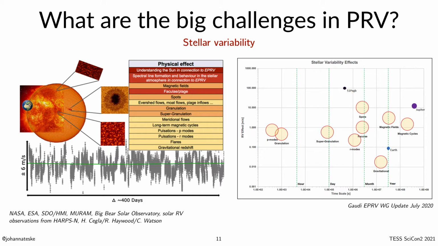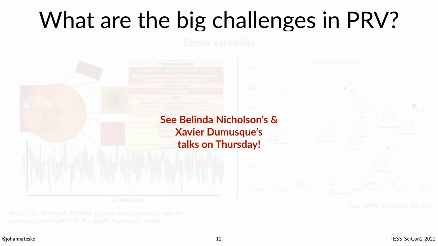This is shown in a different way on the right plot, where we're looking at the time scale of different types of stellar variability and their effect on the RVs. These time-evolving and sometimes periodic features have in the past been mistaken for planets and can severely complicate the interpretation of RV measurements, especially as we try to push down towards smaller amplitudes. I also wanted to say Belinda and Xavier will be giving more talks about the challenges of stellar variability in RVs on Thursday, so you should check that out.